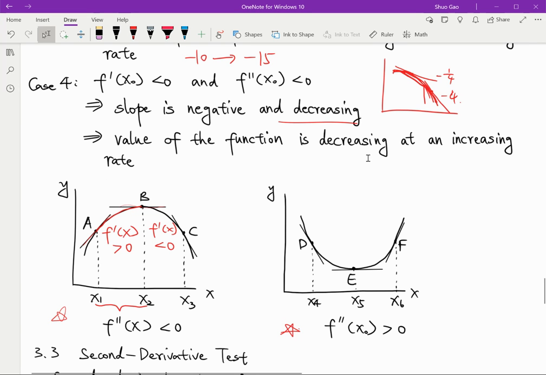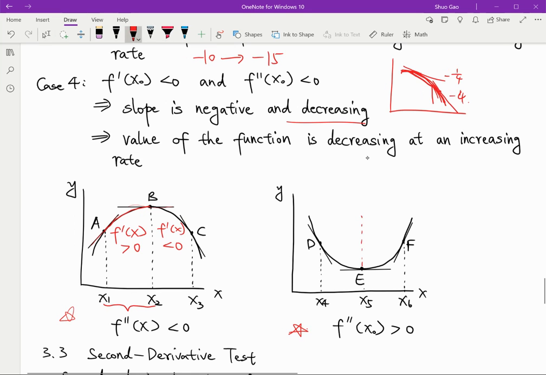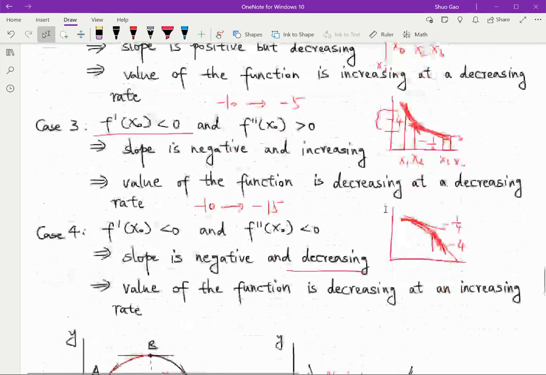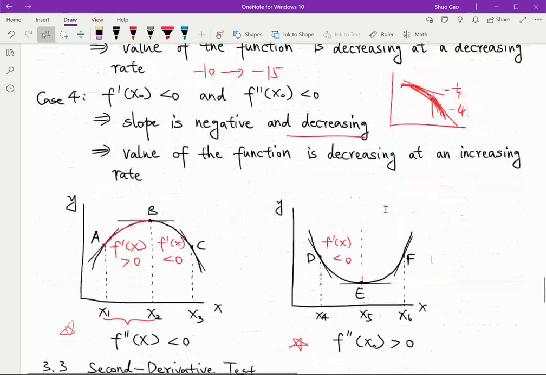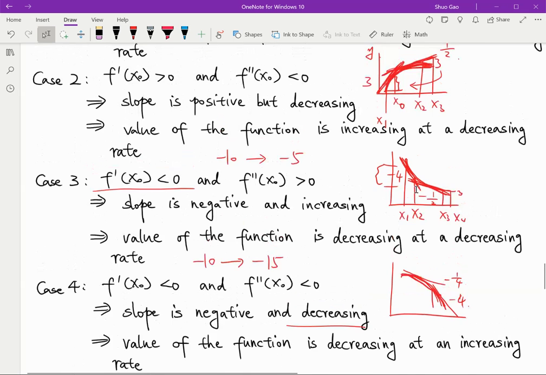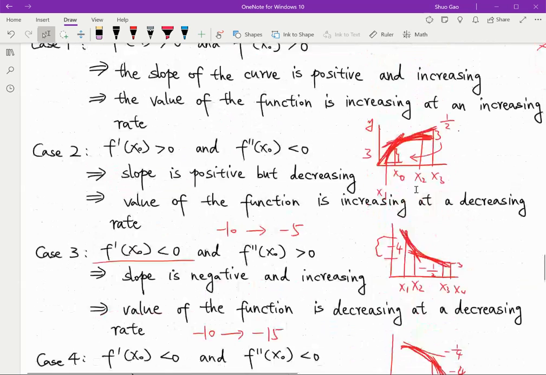And from D to E, the first derivative is a negative number, because it's downward sloping all the time, and the function is decreasing from D to E. So this should be case 3. And then for E to F, the first derivative is positive. The function is increasing; y becomes larger as x becomes larger too. So the first derivative is a positive number, so this should be case 1.